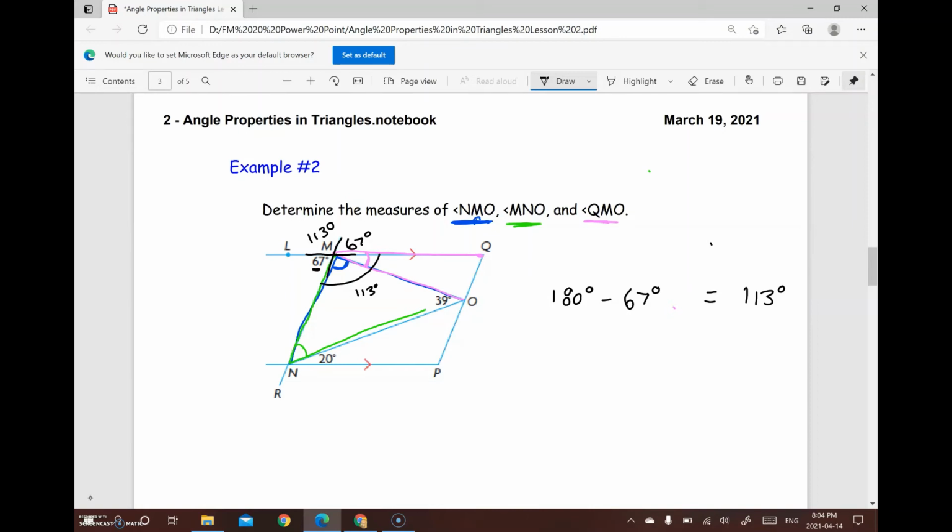Using one of my favorite properties, the alternate interior, so the Z property, I can create a Z here, which means these inside angles are equal to each other. So these two together should be 67. And I know that that small angle is 20. 67 subtract 20 will give me 47. So this guy here is 47 degrees. Angle MNO is 47 degrees.